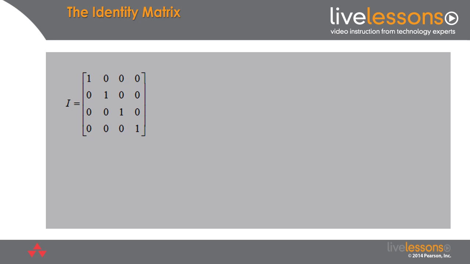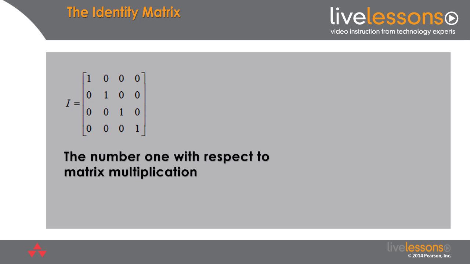The identity matrix is a special square matrix that has ones along the main diagonal and zeros everywhere else. For example, a 4x4 identity matrix is defined as you see on the screen. The identity matrix is essentially the number 1 with respect to matrix multiplication. That is to say, multiplying a matrix by the identity matrix results in the original matrix.